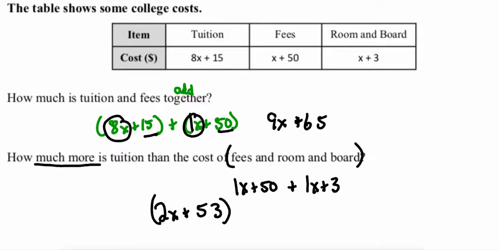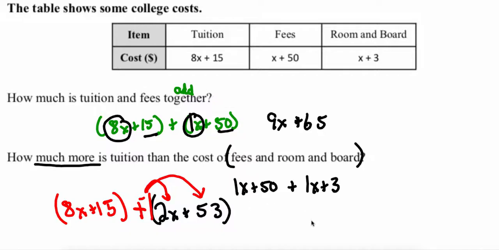Now it said I want to find the difference. I want to find how much more is tuition, 8x plus 15, than fees and room and board? So what I really want to do is I want to subtract them. I want to find the difference between them. So when I see that subtraction in between my expressions, I know I want to make it adding the opposite. And I always throw in my 1. Now I'm going to distribute that negative through to each of the pieces on the inside.